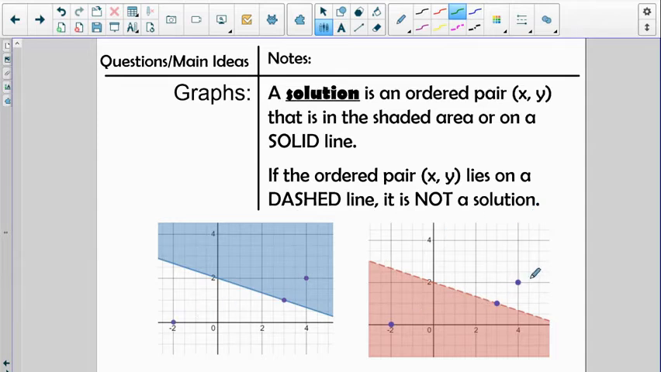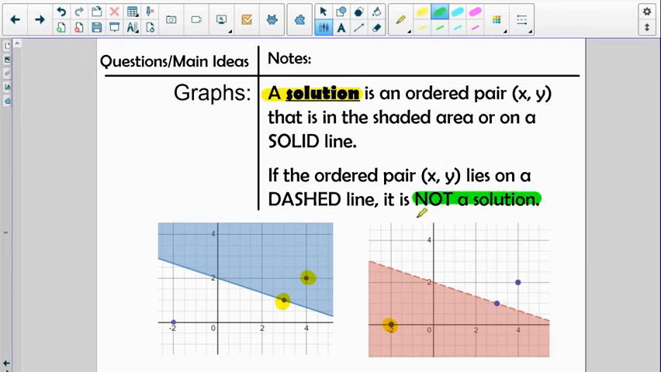I have several ordered pairs on both of these graphs. Now I want to look at which of these are solutions. A solution would be any ordered pair that's in the shaded region. Right now I've got two that I know for sure are solutions because they're inside the shaded colored area. Then we also have some points on the line, one on each line. This first point is on the solid line. This other point over here is on a dashed line. Based on our definitions up here, if it is on a solid line, it is a solution. If it is on a dashed line, it is not a solution.